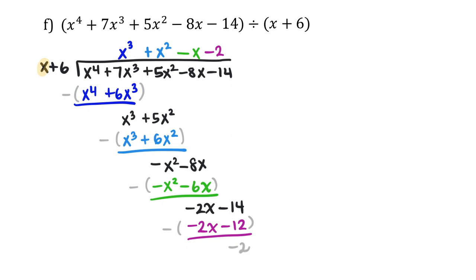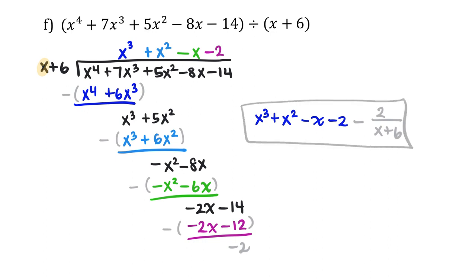That's my remainder. So I have x cubed plus x squared minus x minus 2. My remainder is negative, so I'm going to do minus 2 over x plus 6. That's my mixed polynomial answer.